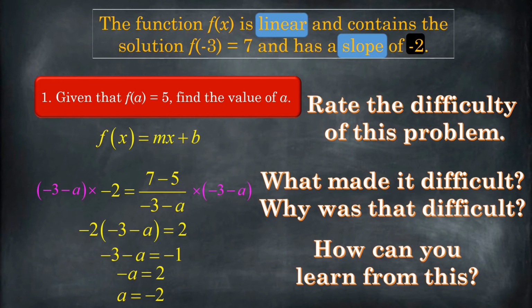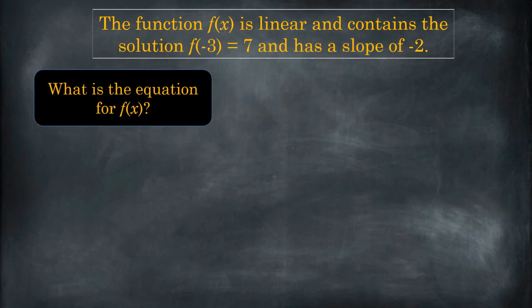All right. So now, number one's done, right? We've got that. Now, number two said, what is the equation for f of x? Well, first of all, once again, we know it's linear, and we know the slope is negative 2. So we're going to write f of x equals negative 2x plus b. Now, we have to figure out what the y-intercept is right here.